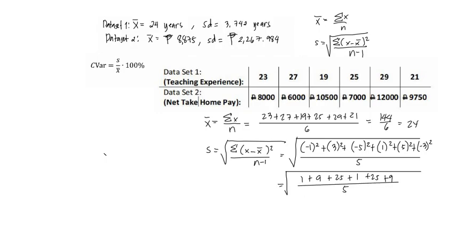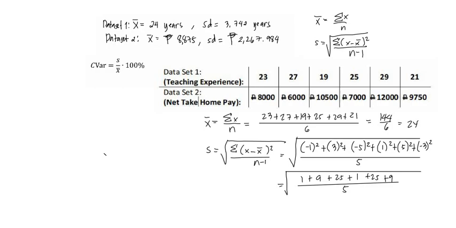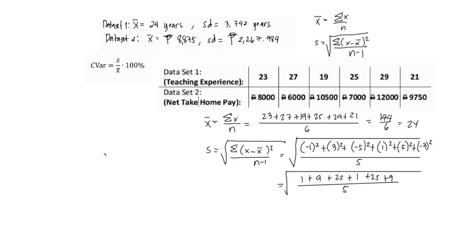So 1 plus 9 plus 25, 1 plus 9 plus 25, plus 1 plus 25, plus 1 plus 25, plus 9 is gonna be 70. So 70 tayo dyan. 70, square root of 70 divided by 2.